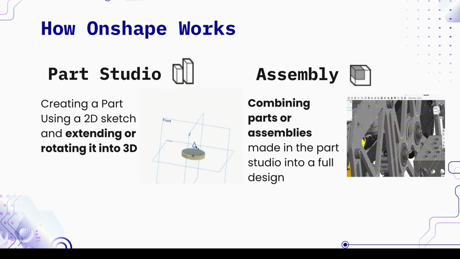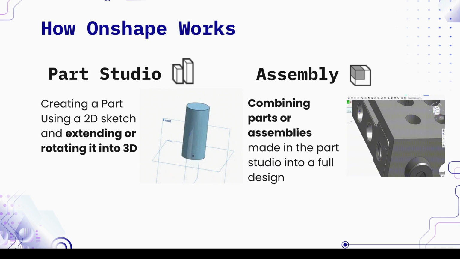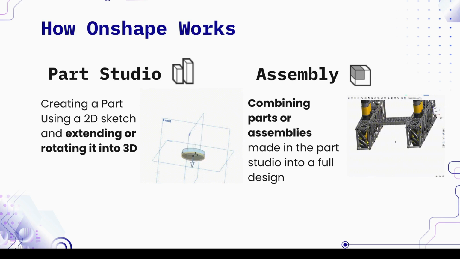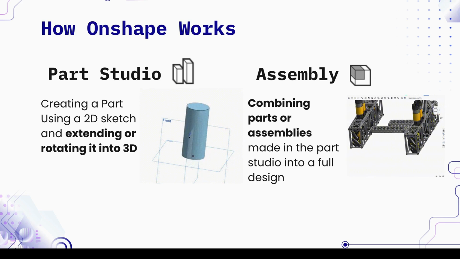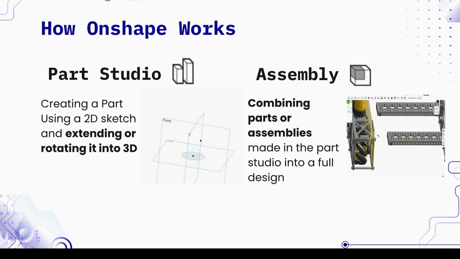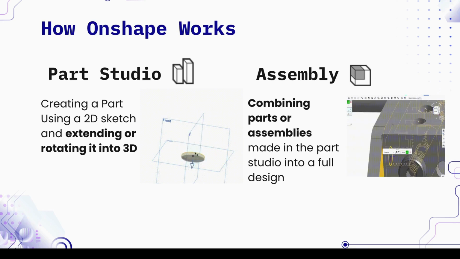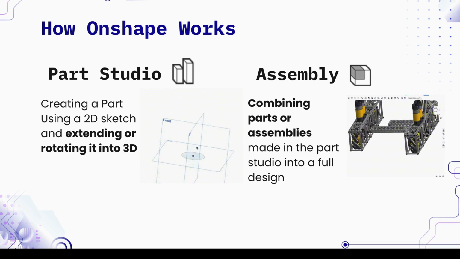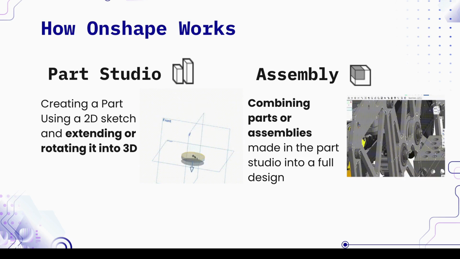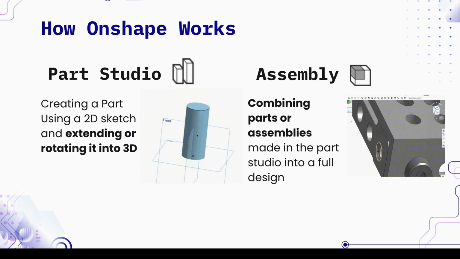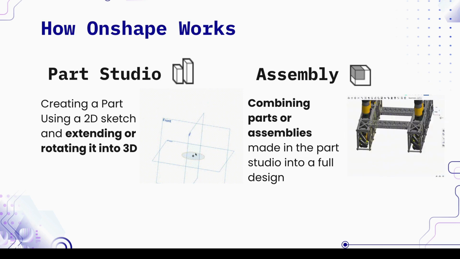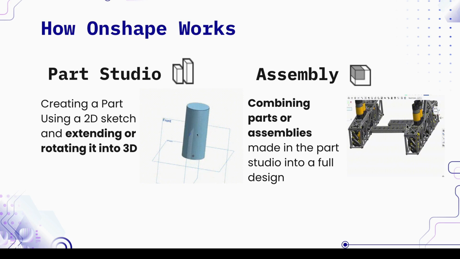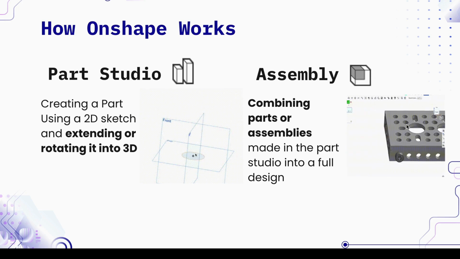So next is assembly. Assembly is where you combine different parts or different assemblies into one big assembly. It's useful because it allows you to make a digital copy of your robot or a subsystem without actually having to build it in real life, which allows you to catch a lot of design flaws that you might have gone past in the design process. It's just convenient to have a digital copy without having to actually make it in real life.